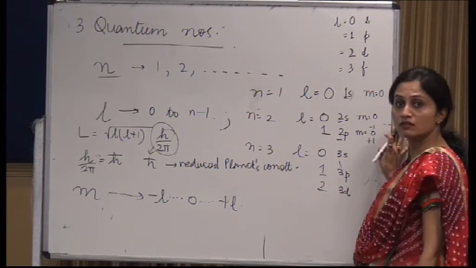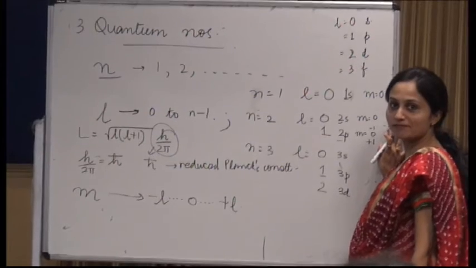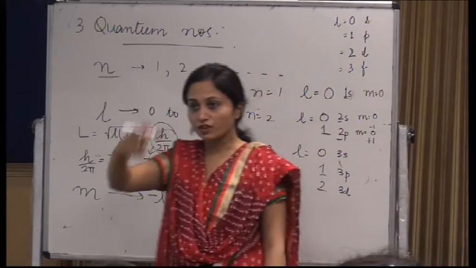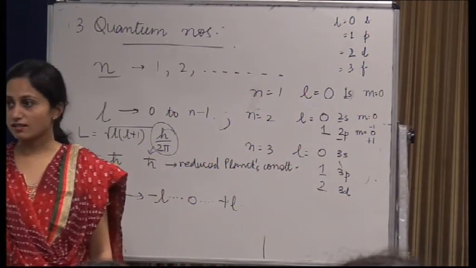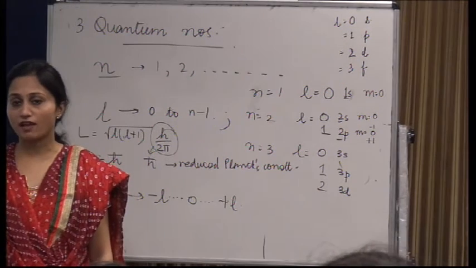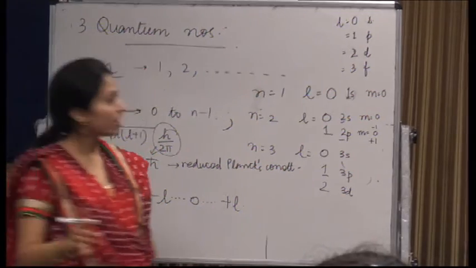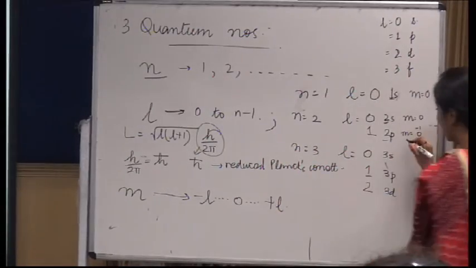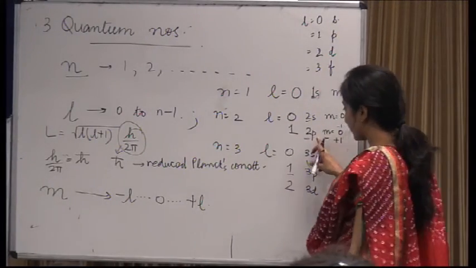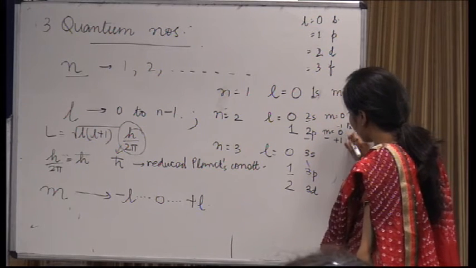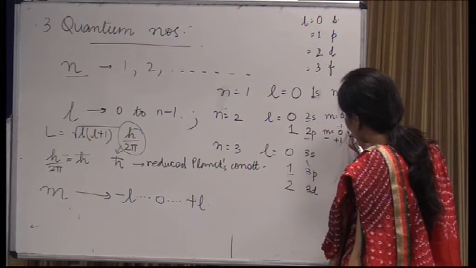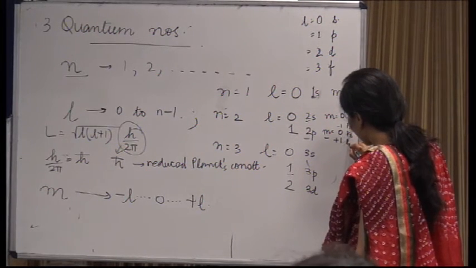Is it visible? Minus 1, 0 and plus 1. So that means my p orbitals have further divisions into 3 parts, and that will be according to the coordinate axes. What are the 3 coordinate axes that we have? X, Y and Z. So the 3 levels of p that we get to know from the orientation, the magnetic quantum number, are px, py and pz.